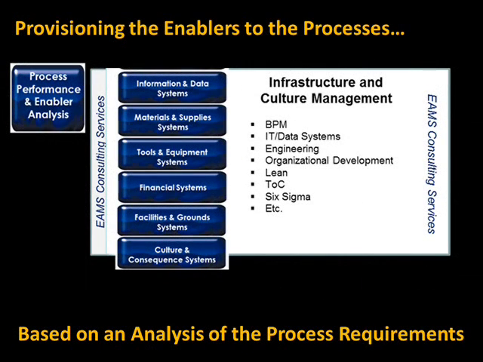Well, on the environmental asset side, there's different organizations that are involved in provisioning the right information and data to the process to enable that process. The same with materials and supplies and tools and equipment, the financial systems, the facilities and grounds, the culture, and the consequences. Various interventions might be undertaken, such as BPM, Business Process Management, or Information Technology and Data Systems Improvements, or Engineering, or Organizational Development, or Lean, or Theory of Constraints, or Six Sigma, etc.